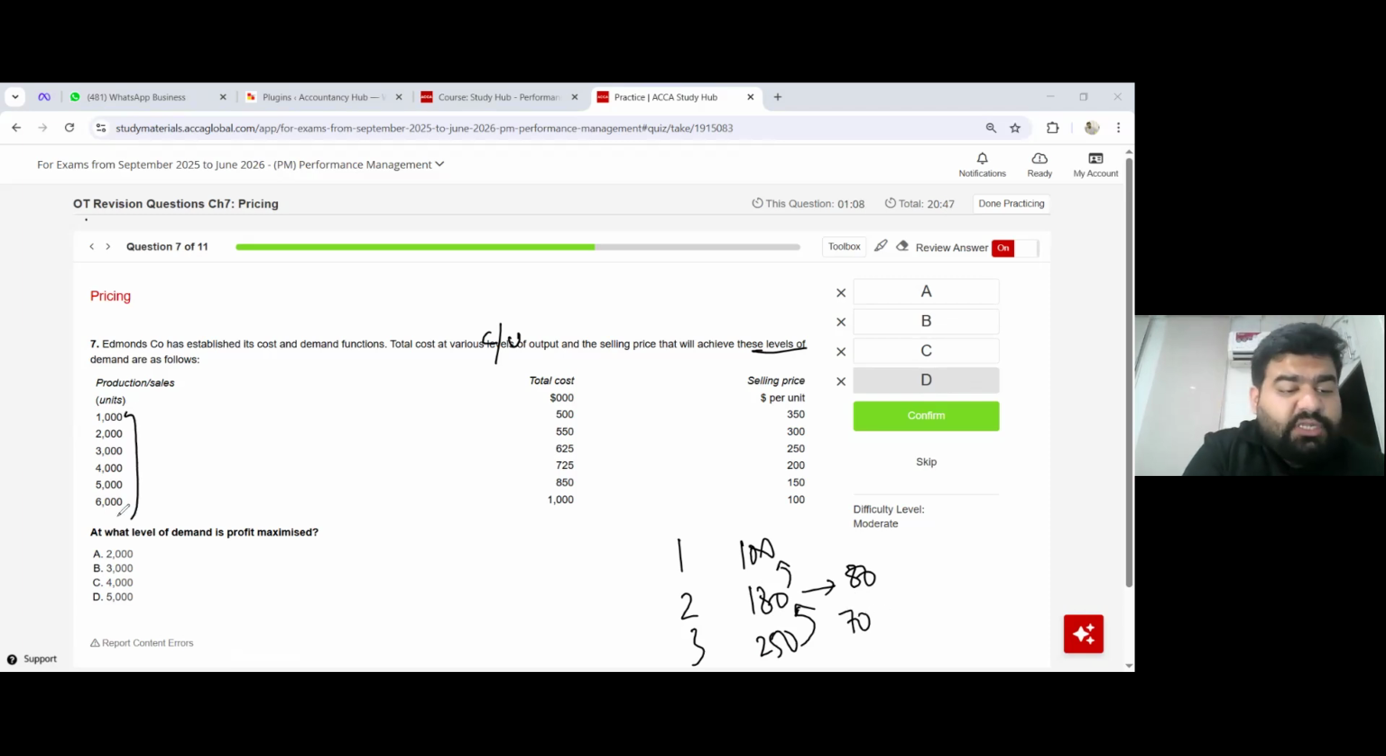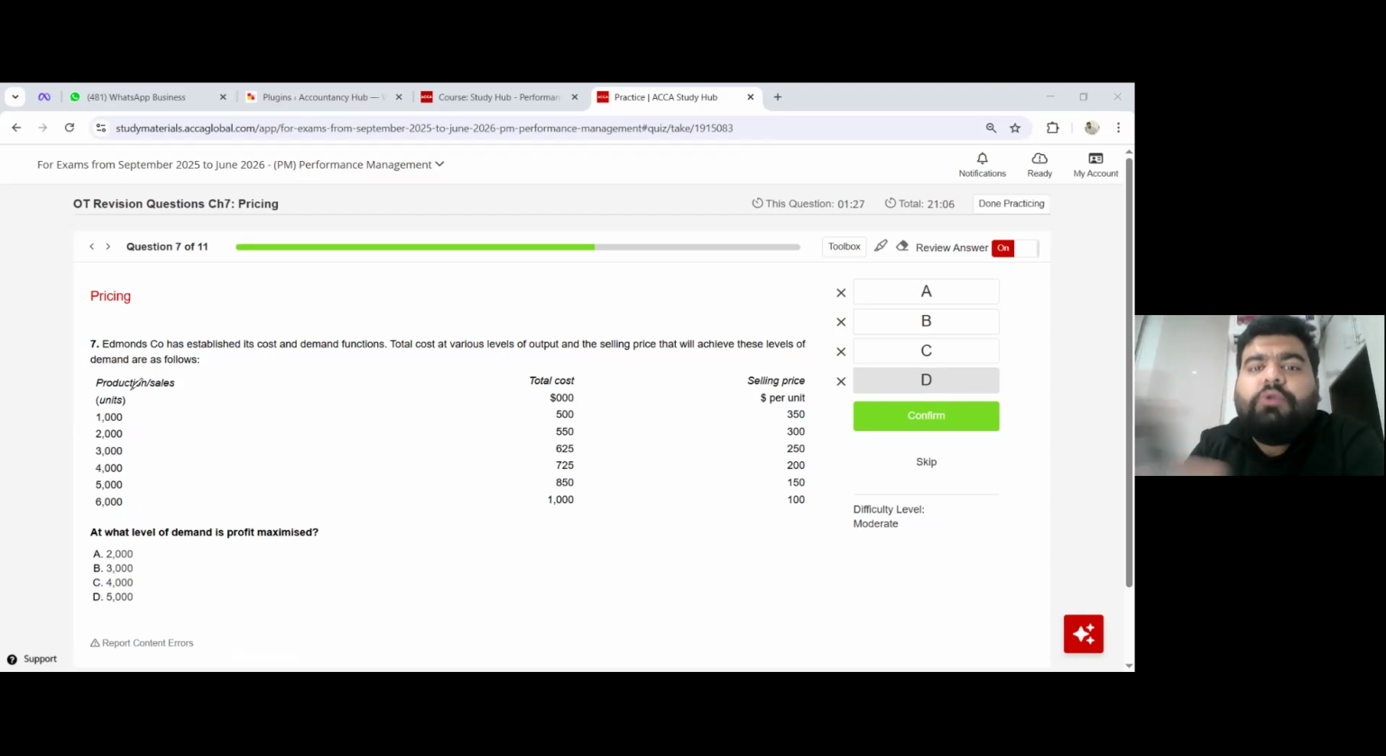But here the units are given in total. So what they're asking is at which demand the profit will be maximized. There is one easy way as well. Let us calculate through that. It must not be done like this. There is a very easy way.